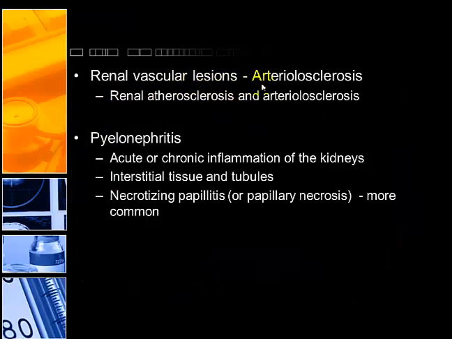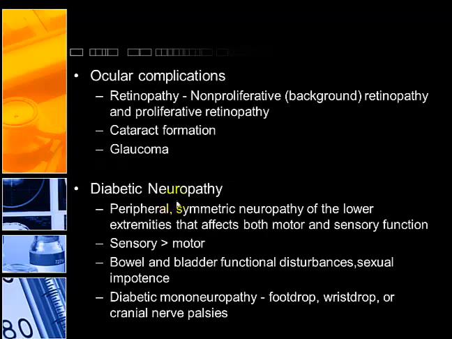Renal vascular lesions in the form of arteriolosclerosis will cause renal atherosclerosis and arteriolosclerosis. There will be pyelonephritis because of acute and chronic inflammation of the kidneys. Interstitial tissue and tubules will be affected and may lead to necrotizing papillitis. Ocular complications are in the form of retinopathy, cataract formation, and glaucoma. It is a non-proliferative retinopathy and a proliferative retinopathy.